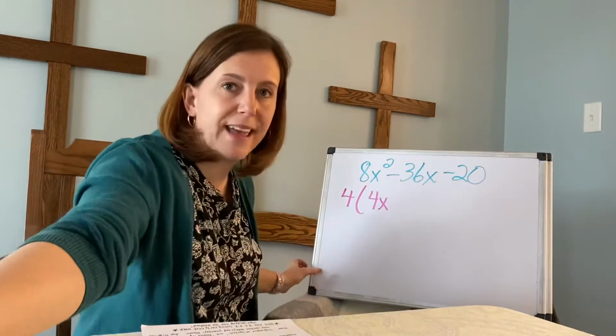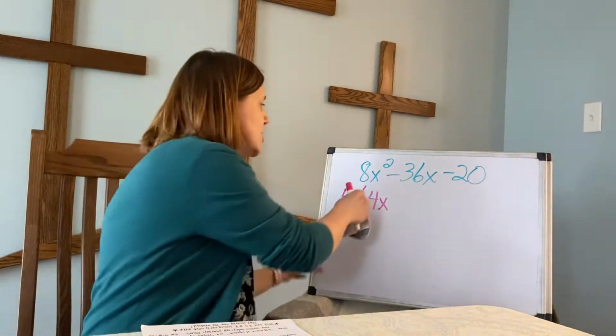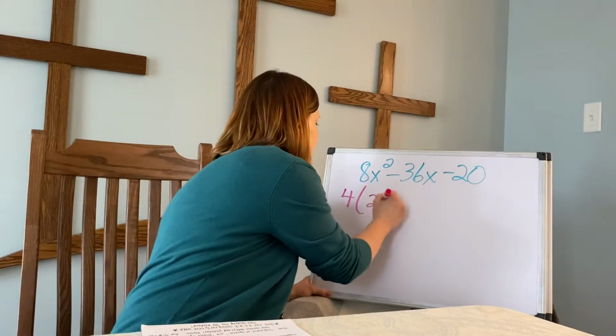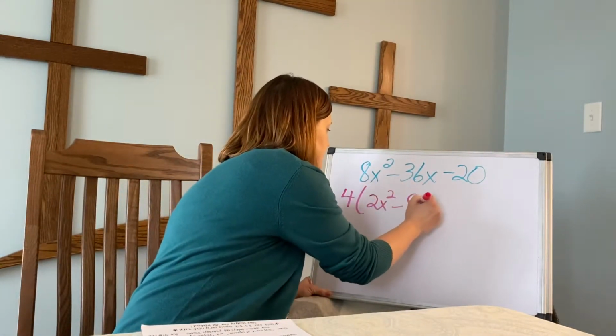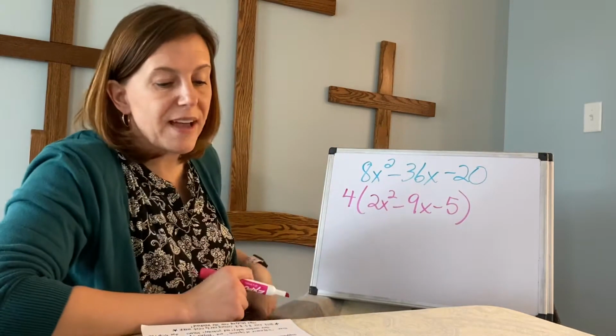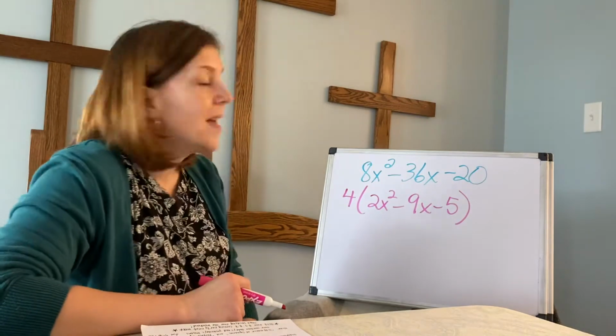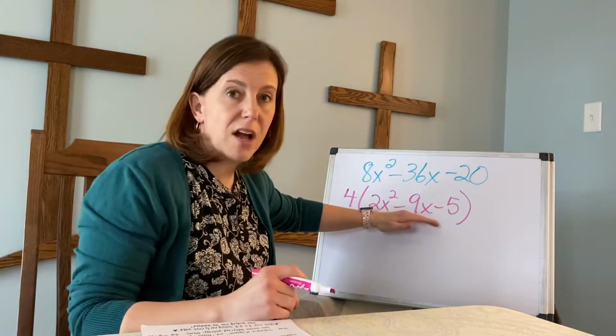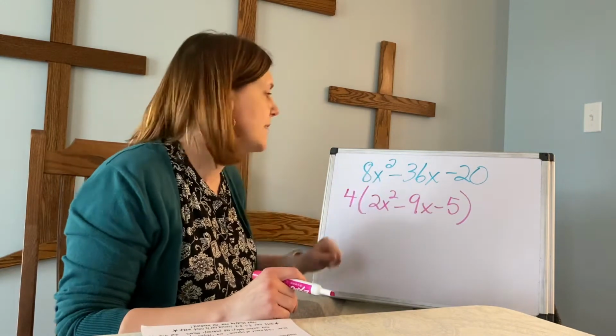I already made a mistake. If I'm factoring out a 4, it's not 4, it's 2. Let's try that again. Okay. I pull out my greatest common factor and I'm left with 2x squared minus 9x minus 5. This is now the quadratic that I want to think through factoring.